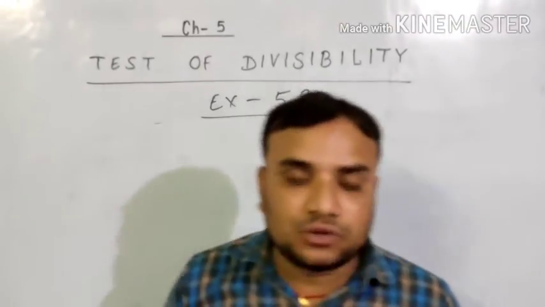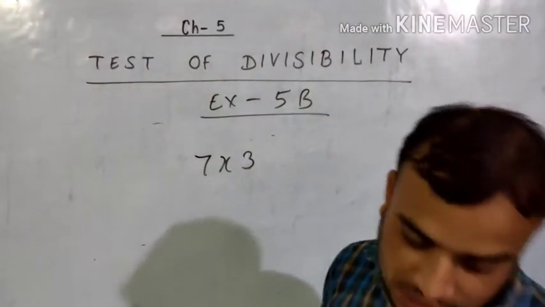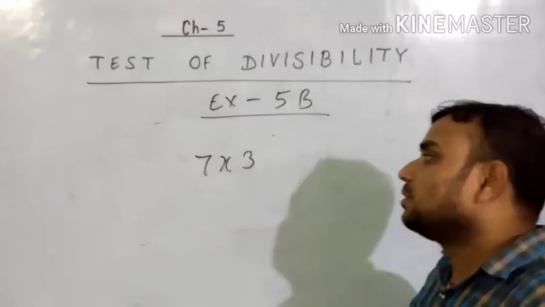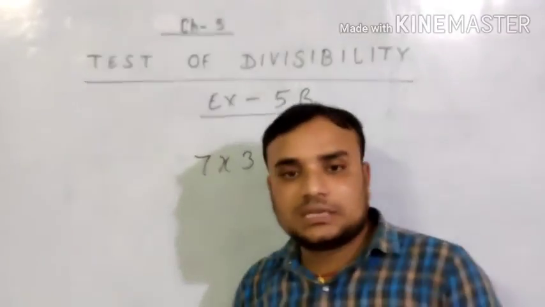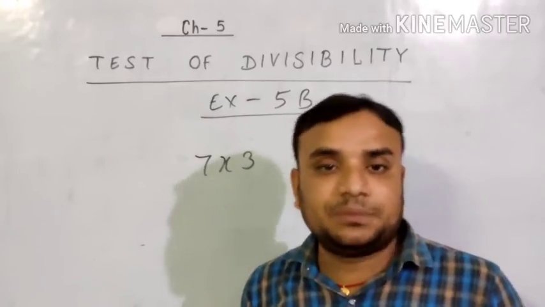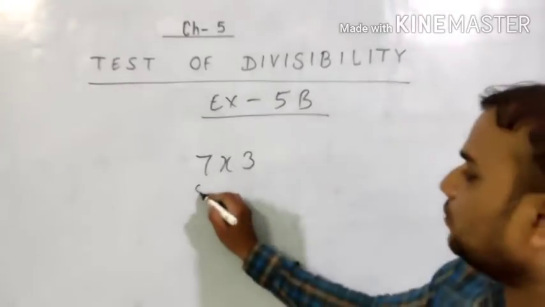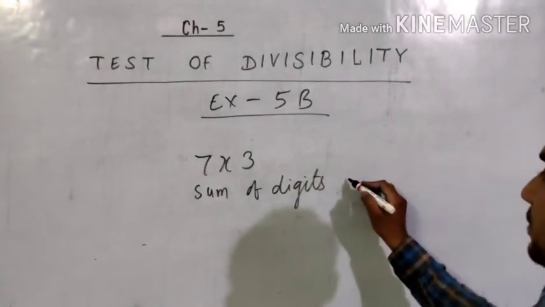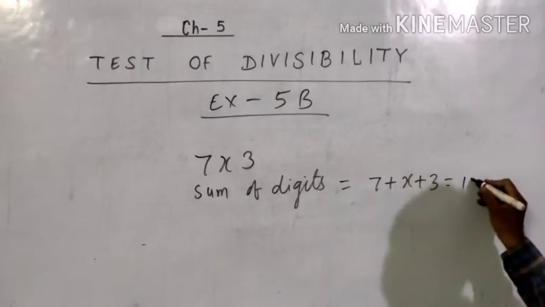Find all possible values of x for which the number 7x3 is divisible by 3. Also find each such number. Dear students, first of all, we know that the divisibility rule of 3 is what? If the sum of digits of a given number is divisible by 3, then the number is divisible by 3. So first of all, we find the sum of digits of the given number: 7 plus x plus 3. 7 plus 3 is 10, plus x.